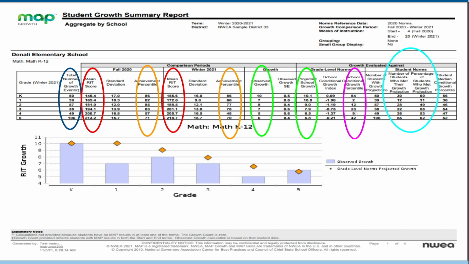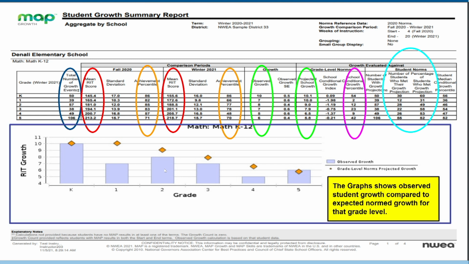And then finally, we can see here at the end in this light blue, the number of students who met their growth projection and the corresponding percentages, meaning 30 kindergartners met their growth target out of the 50 who took the test. That corresponds to 60% of those kindergartners met their growth projections. Finally, this data is summarized on the graph below.